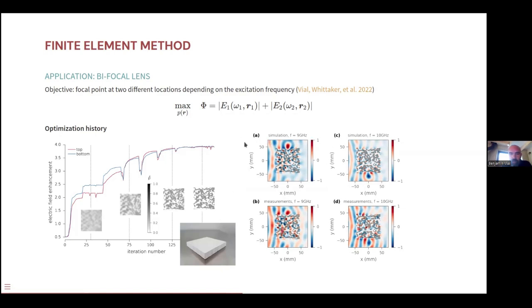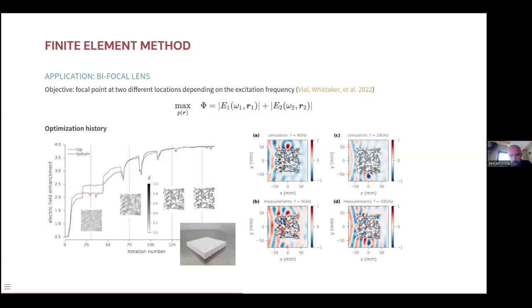So you've got a point source somewhere here impinging on your structure from the left-hand side. At 9 gigahertz, so it's in microwaves, you want to focus energy at the top of the lens, and at 10 gigahertz at the bottom of the lens. And those are the measurements that were performed in an apparatus that allowed us to measure the near field in a waveguide.